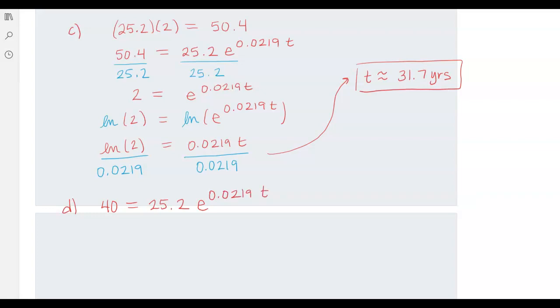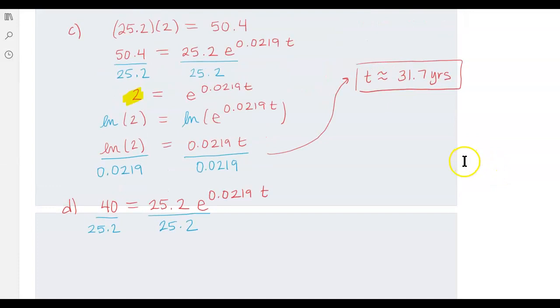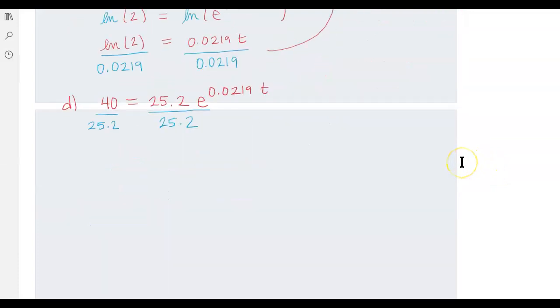The difference between this problem and the last one was doubling, and so we ended up with a 2 here after we divided. But in this case, we're not going to end up with a nice number, right? We'll divide both sides by that 25.2 because we want to move everything away from the e so that we can take the log. And we don't want to plug this into the calculator until we're done. So what we're going to do is just leave this in a fraction form.